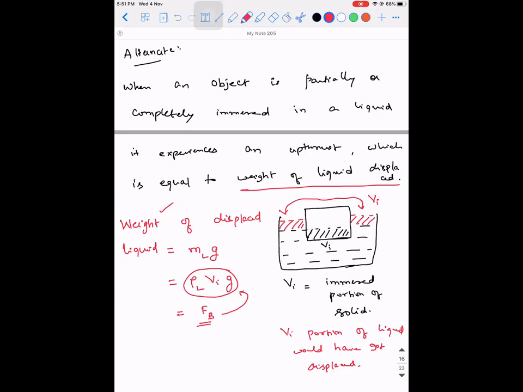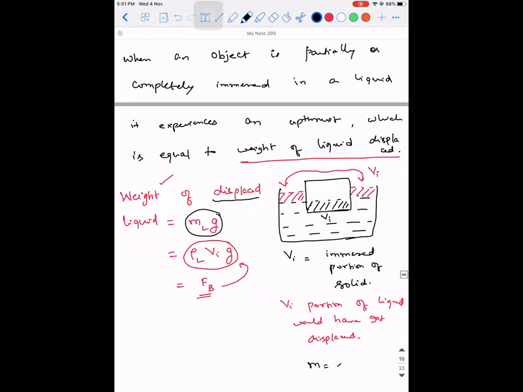Sir, can you explain the formula again, sir? Rho and Vi, that and all. Concentrate. So weight of the displaced liquid is mass of the liquid into g, because weight is only another form of mg. I'm asking, what is the mass of the liquid that is getting displaced? Mass is equal to density into volume. So mass of the liquid displaced is density of the liquid into how much volume is getting displaced.